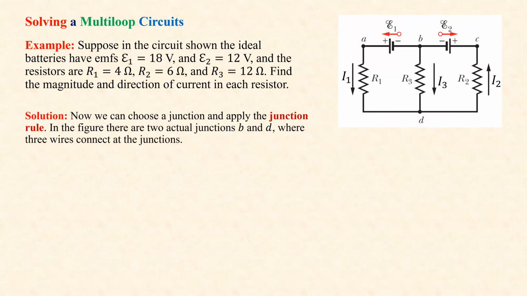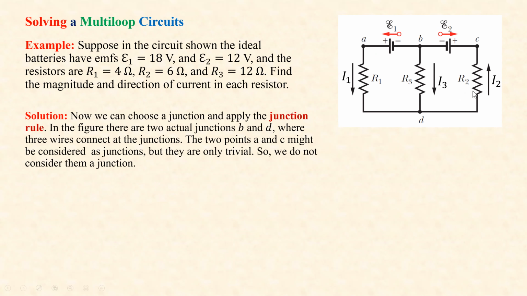In the figure, there are two actual junctions, B and D. You see here, there are 3 branches connecting to each other. Here also 3 branches, 3 wires connected at junction. The 2 points A and C might be considered as junctions, but they are only trivial because just the current that comes here goes this way or vice versa. This I2 comes here and goes this way. So it doesn't give us much of an information.